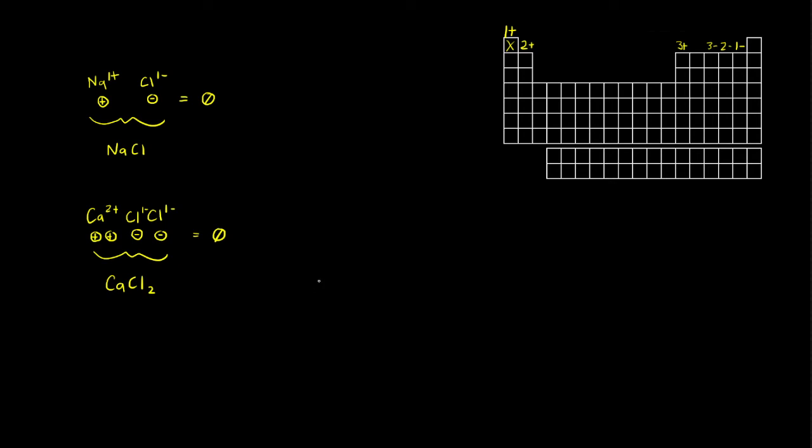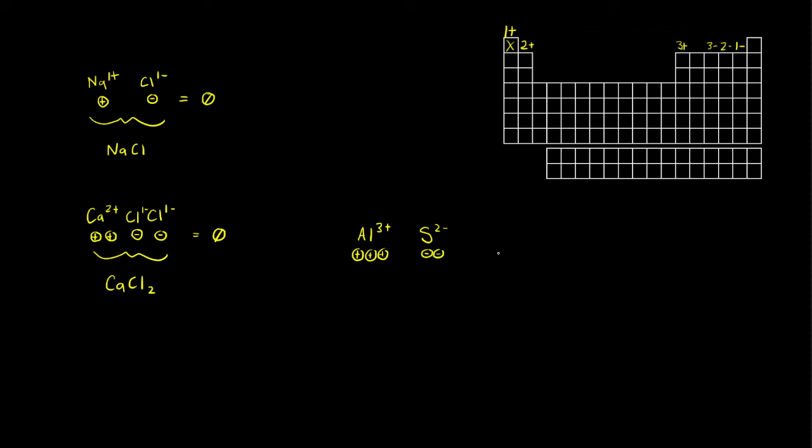Okay, let's do one more complicated one here. We have a little bit of time. How about aluminum getting together with sulfur? We look up the charges. Aluminum has a 3 positive charge, which means it has 3 positive charges to balance out. Sulfur has a 2 negative charge, which means it has 2 negative charges to balance out.